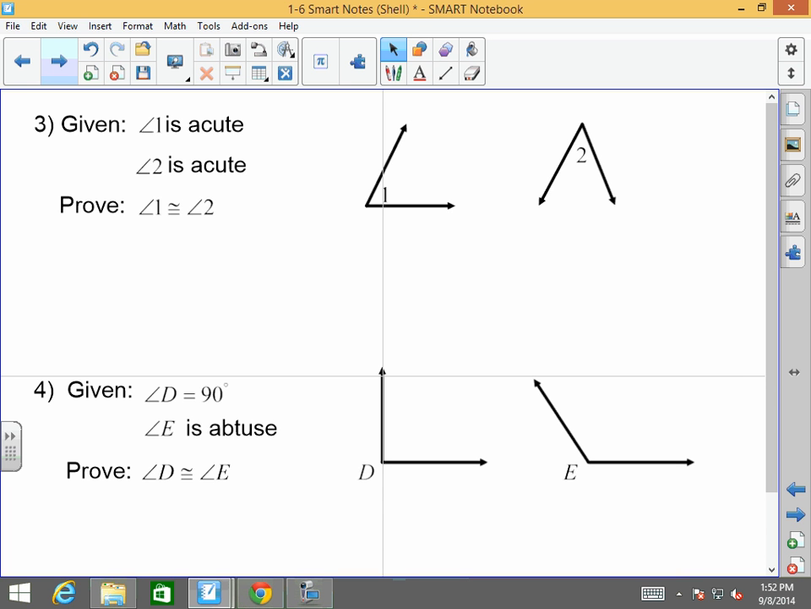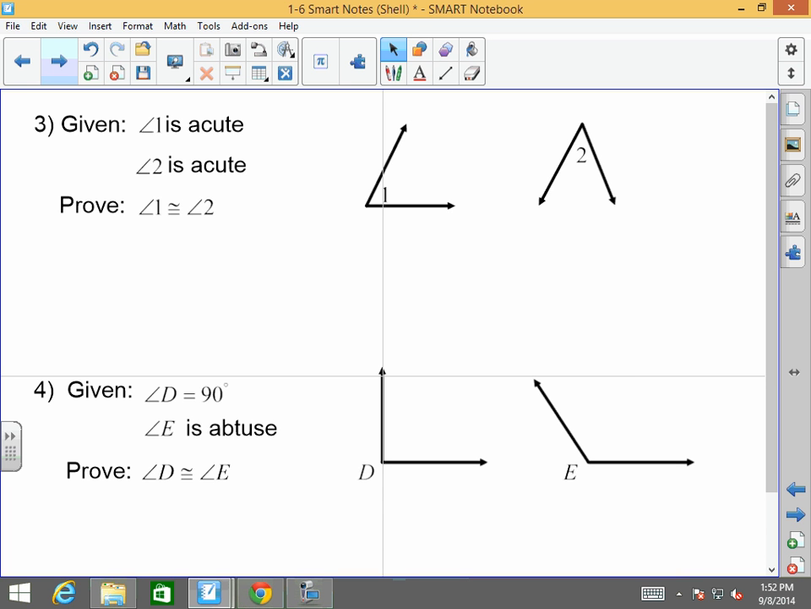For number 3, given is that angle 1 is acute. Another given is that angle 2 is acute. They want to prove that angle 1 is congruent to angle 2. This is where paragraph proofs really help you out. Now just think about it, guys. Don't make a mountain out of a molehill. Is there any way to prove this?